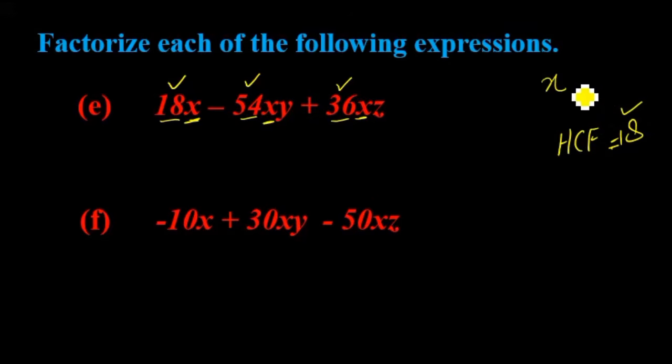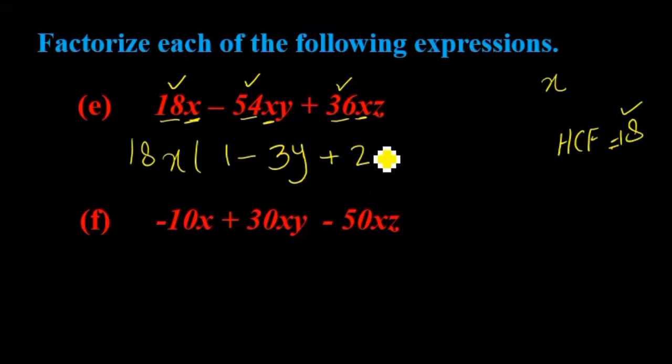So our HCF is 18 and what is the common variable? That is x. So it means I write here 18x. So when 18x is taken out from here, what do we get here? Only 1. Similarly, how many 18s make 54? 18 threes are 54 and x is taken common, so only y is left here. How many 18s make 36? 2. So it means 2 and x is taken out, so 2z is your answer. Clear? These are the factorizations.